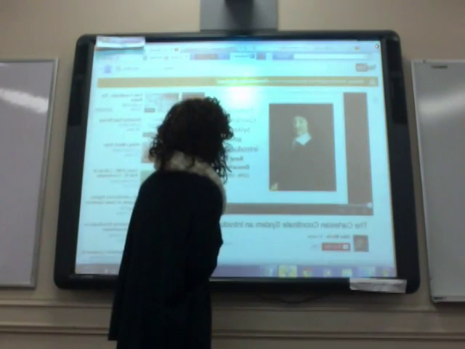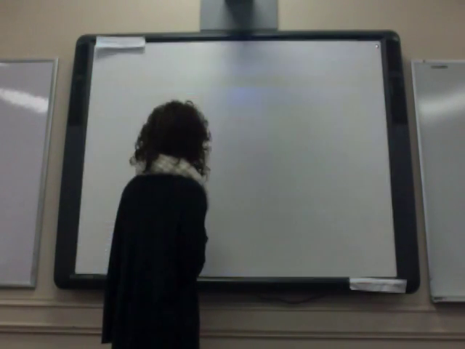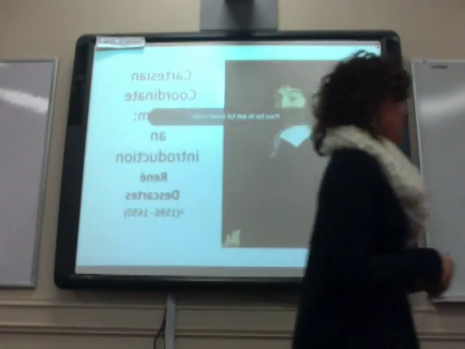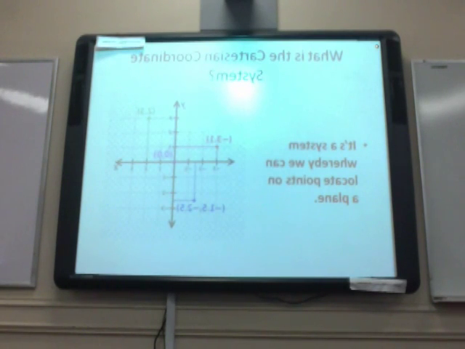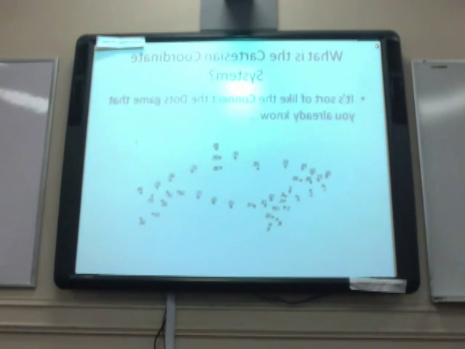Okay, this is a quick introduction to the Cartesian coordinate system developed by a Frenchman, a philosopher who lived several hundred years ago. The Cartesian coordinate system is a system whereby we can locate points on a plane. That is, we can figure out where dots or locations are on a flat surface, and we can do many other things with it as well. So we'll take a look.